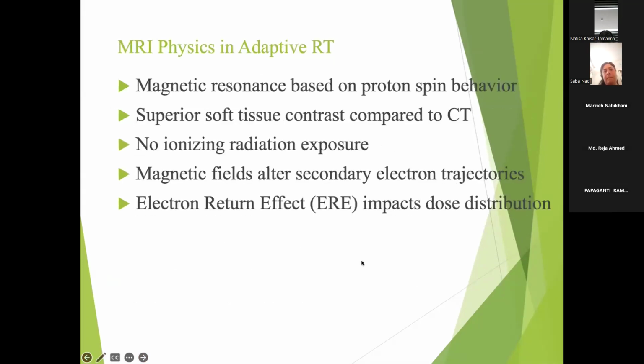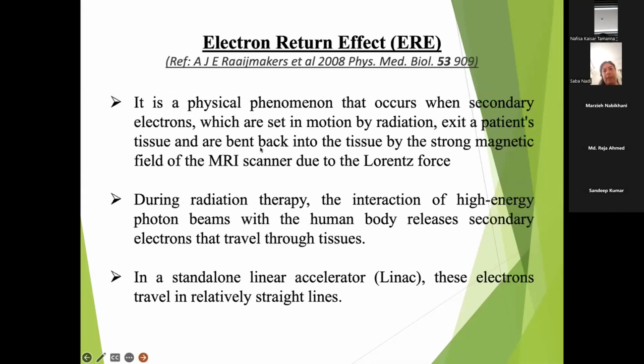Okay. So now if we talk about the MRI physics in adaptive RT, it's magnetic resonance based on proton spin behavior, with superior soft tissue contrast compared to CT, and no ionizing radiation exposure. The magnetic field alters the secondary electron trajectories, and thus the electron return effect impacts the dose distribution. So the last two points are more of a concern in MR guided radiotherapy or adaptive radiotherapy.